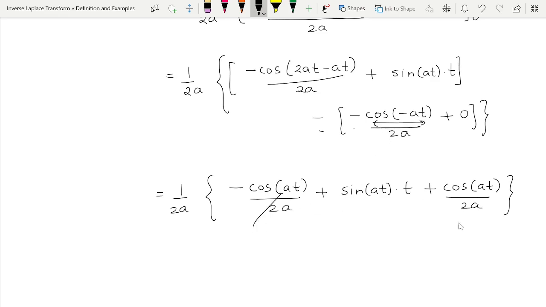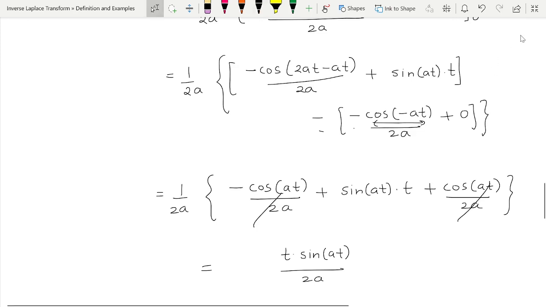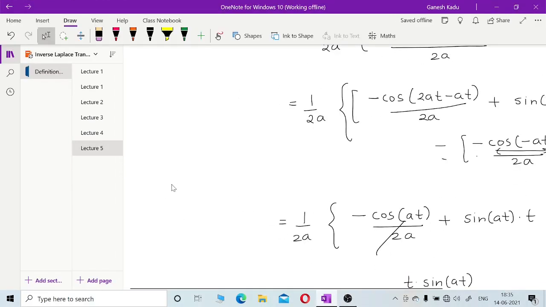So these two terms will get cancelled out, and I will be left with what? t multiplied by sine at upon twice a. And this formula we have already studied before, right? We have already found it out. Let me show you how we have done it before.